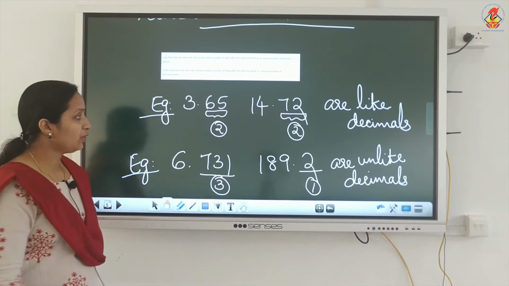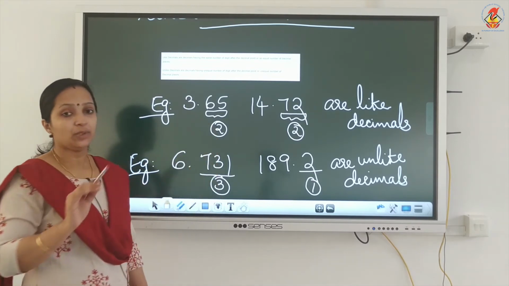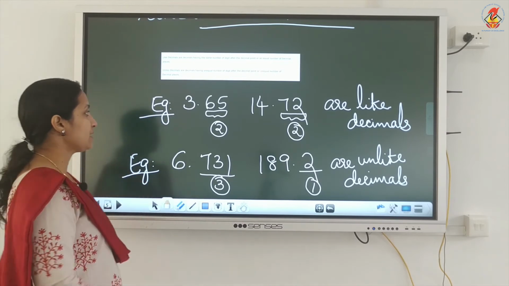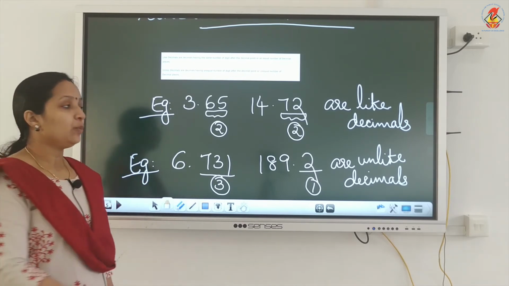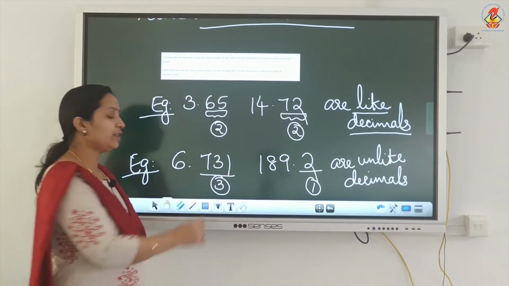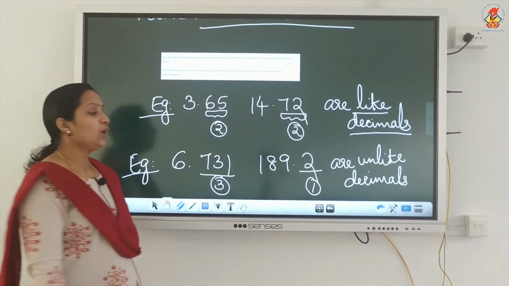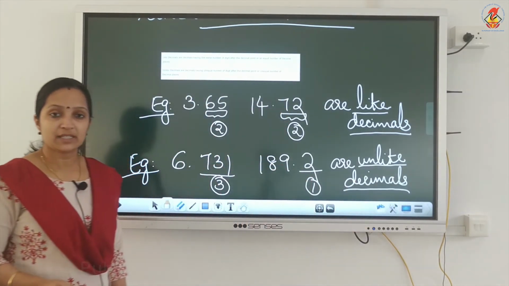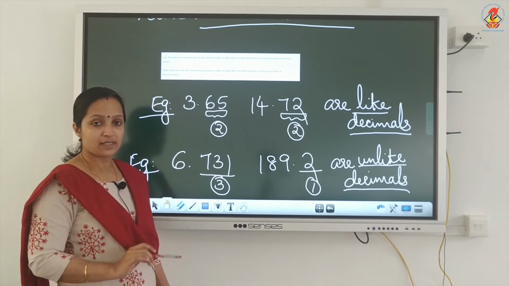So only look at the decimal part, don't look at the whole number part. If the number of digits in the decimal part is same, we can say that they are like decimals. If the number of digits in the decimal part is different, we can say that they are unlike decimals. I hope it's clear, like decimals and unlike decimals.